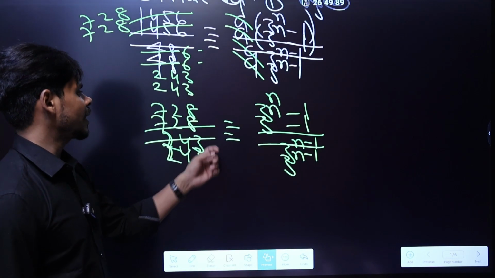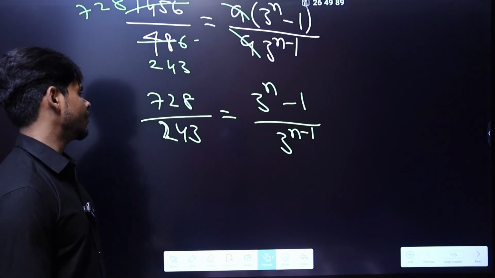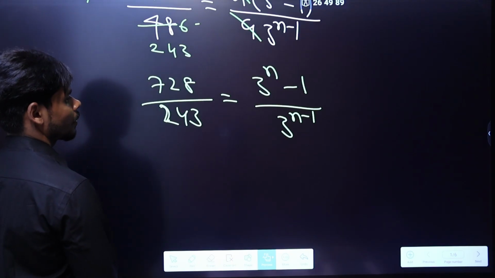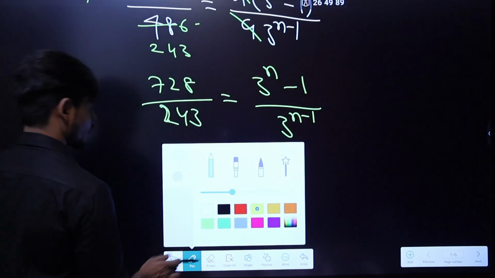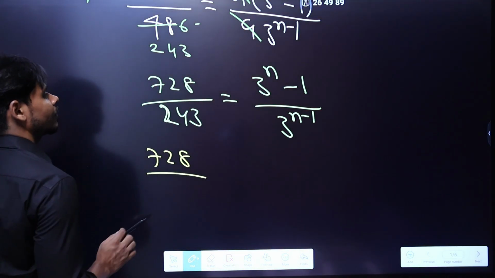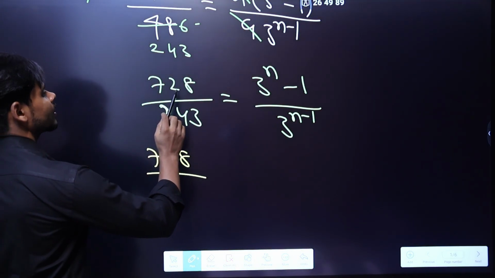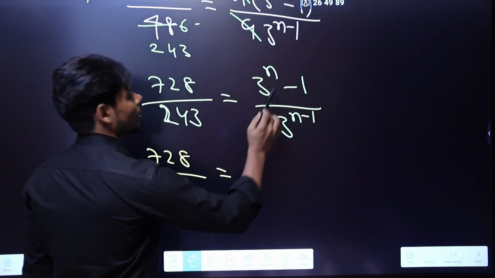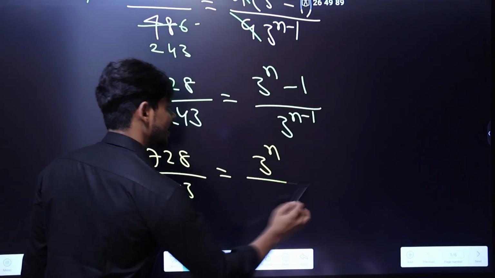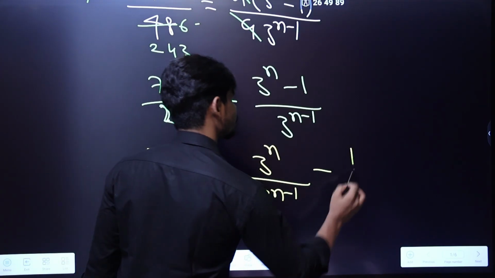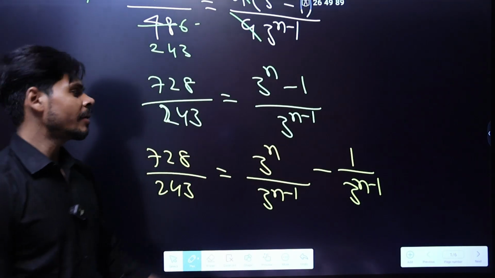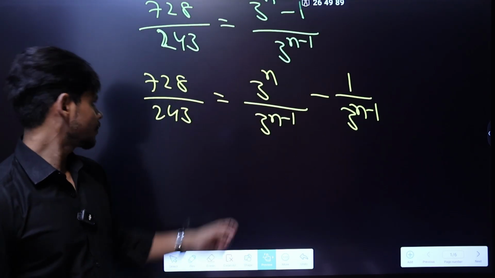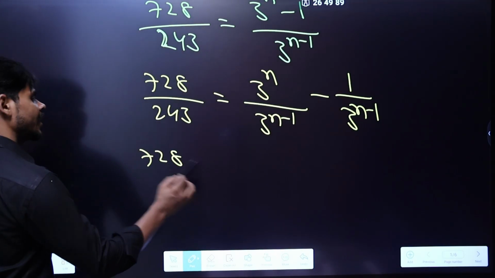Okay. Now let's try to find out value of n from here. Okay, so what we can do further to solve it? Here it will become 728 divided by, it should be 729, then it will be in the form of cube, but it is not. No problem. So what I can do is I can write it 3 raised to power n divided by 3 raised to power n minus 1, minus 1 upon 3 raised to power n minus 1. How I just split this thing in the denominator of this term and also in the denominator of this term. Okay. Next, so it will be 728 divided by 243.